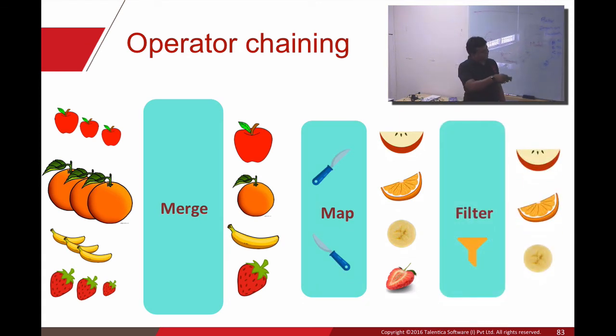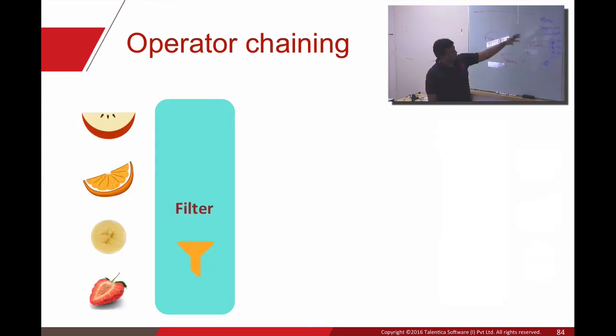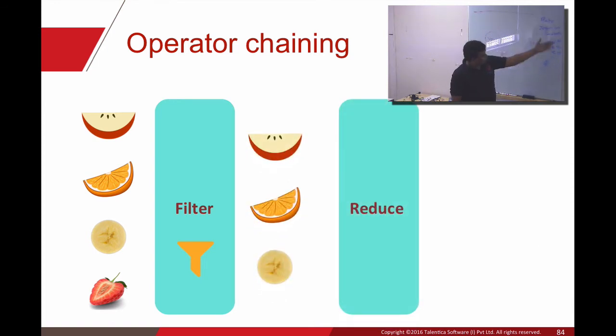And filter: I don't like strawberries, so I filtered out strawberry. So this is filter. We are filtering out items. We've already seen this. I'm just showing you how to combine these operations, how to chain these operations.